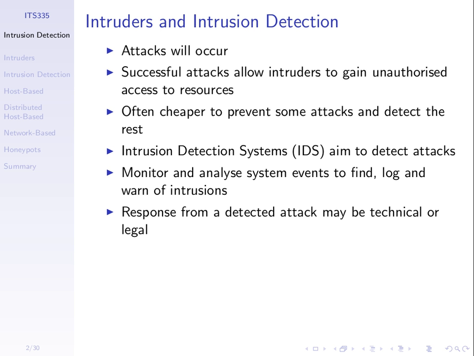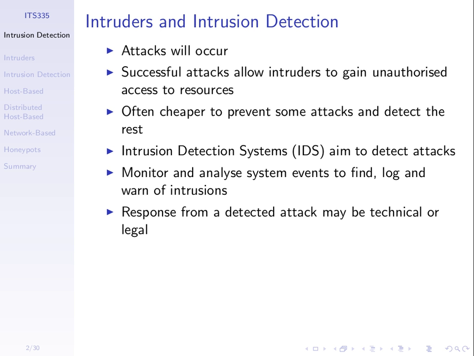But assuming we can't prevent all attacks, we want to be able to detect if an attack does happen. That's what an intrusion detection system, IDS, does. It monitors and analyzes events within the computer system. So when things happen in the system, an IDS monitors, analyzes, to try and find, to log, to keep track of, and warn about intrusions. So when some intrusion takes place, we want to know about it.